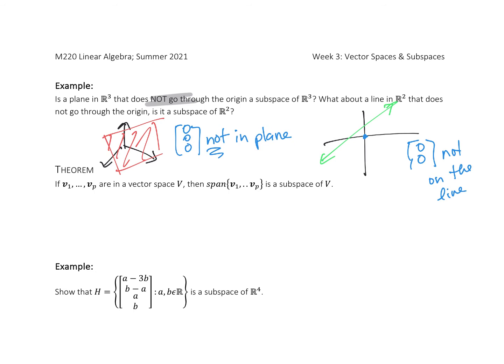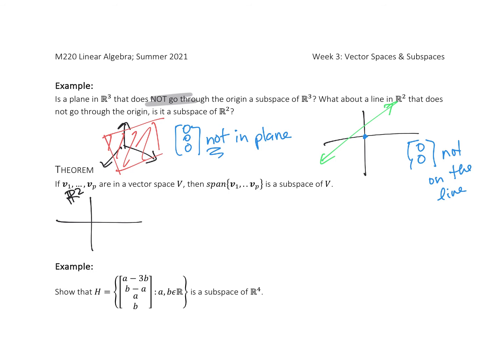All right, let's talk about just a real quick couple more things. This theorem says that as long as my vectors are in the vector space, then the span of those vectors is a subspace of that vector space. So again, we can think a little bit about our Cartesian coordinate plane. Let's say our vectors are in the R2 space.